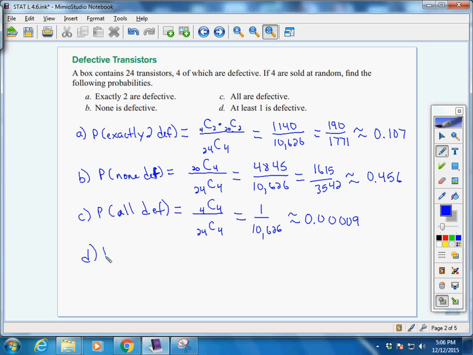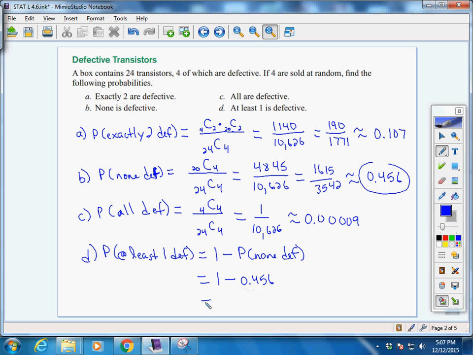Now part D uses that word at least again. We want at least one is defective. And remember, when we do that, we actually take the complement. We take 1 minus the probability that none are defective. And I'm just going to abbreviate it here. The good news, we already figured out where none are defective. So we're just going to go 1 minus 0.456, and we get 0.544. So about a 54% chance that we're going to draw one that is defective.